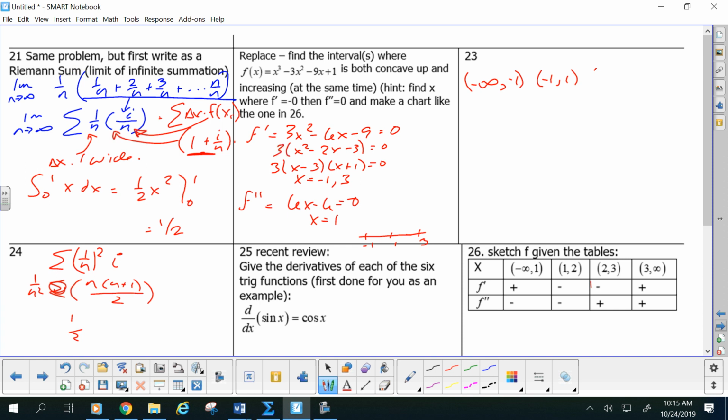another interval, another interval, intervals, yeah?